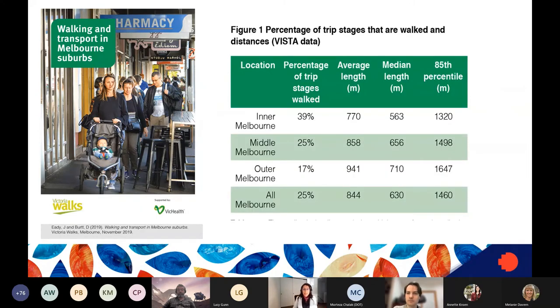Now, they also look at stages. We are more interested in stages because they include more walking and they take into account all modes that are used to get from A to B. And the proportion of walking is higher because of all those little sections that people might walk to get to a destination. So about 25% of all trip stages, according to the VISTA data, were done walking, with a higher proportion in inner Melbourne and a lower one in outer Melbourne and middle Melbourne.